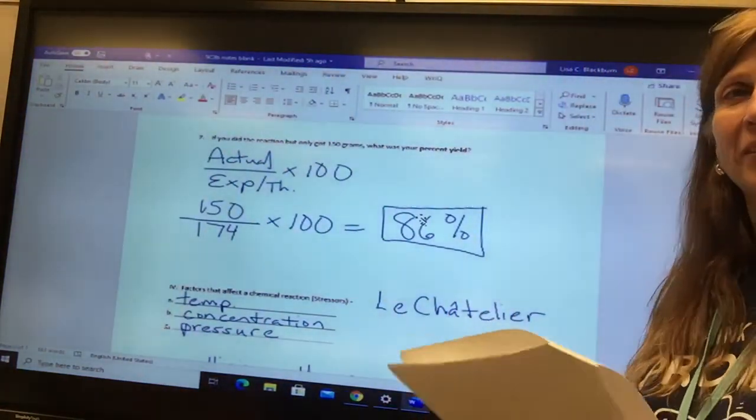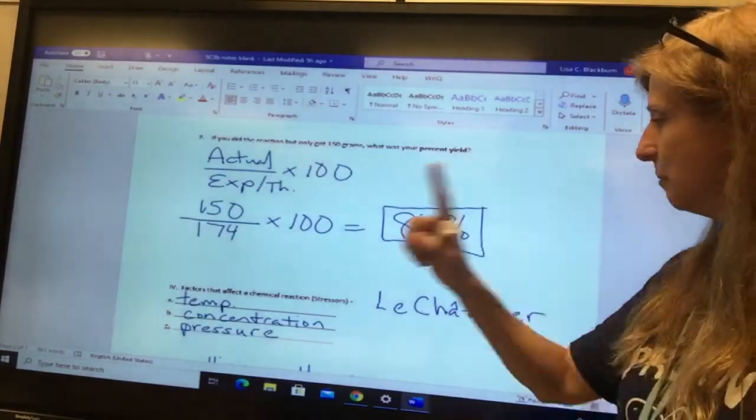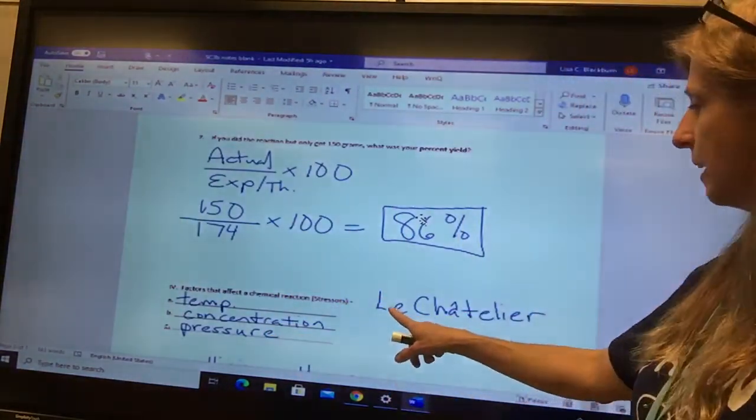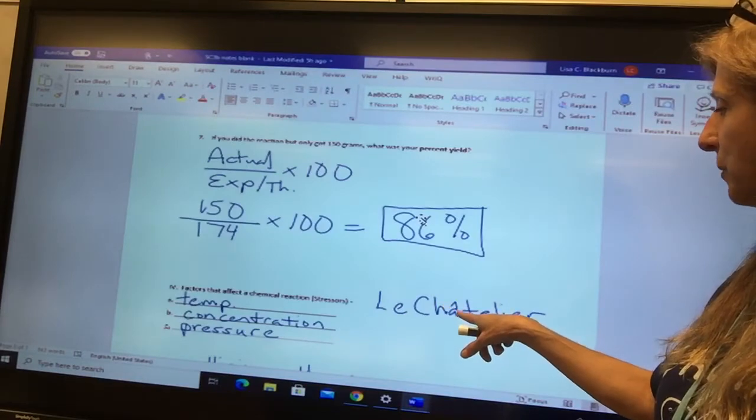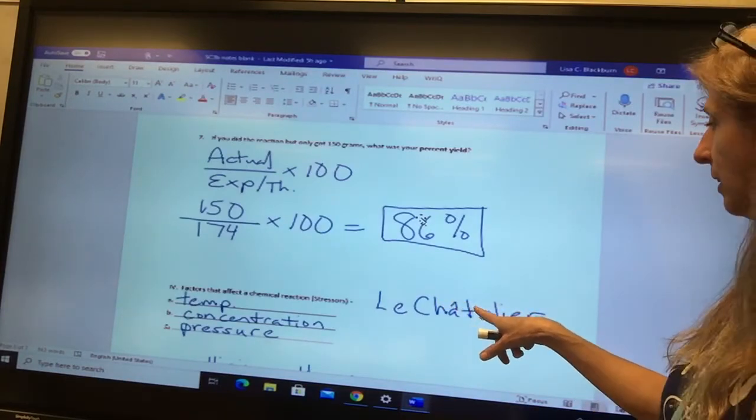It's temperature, concentration, pressure, and his name is Le Chatelier, with a little hat on top. Oh, an accent.